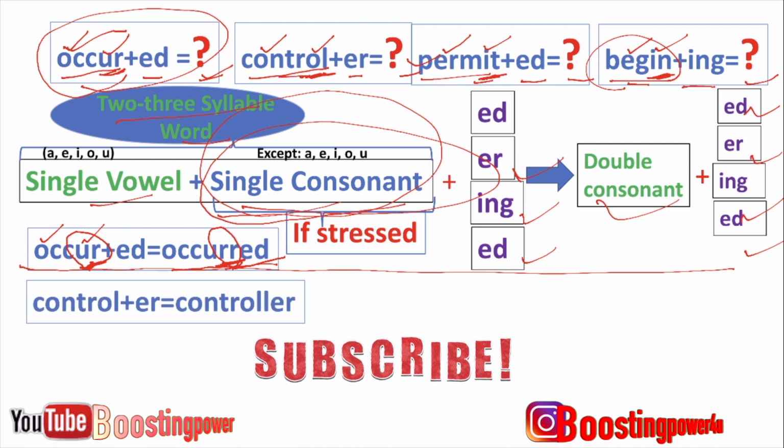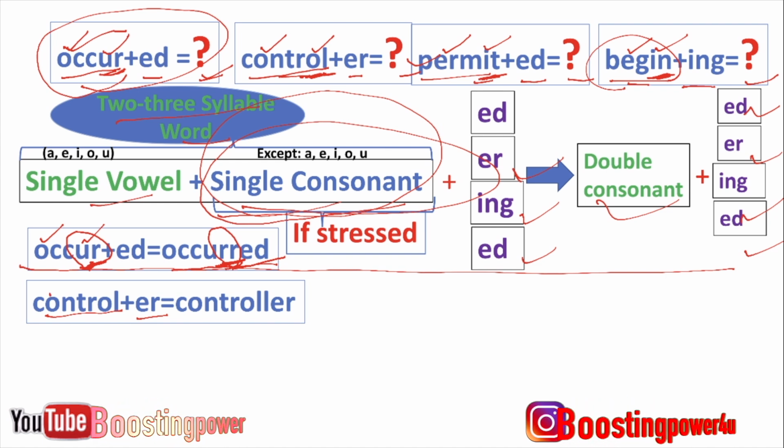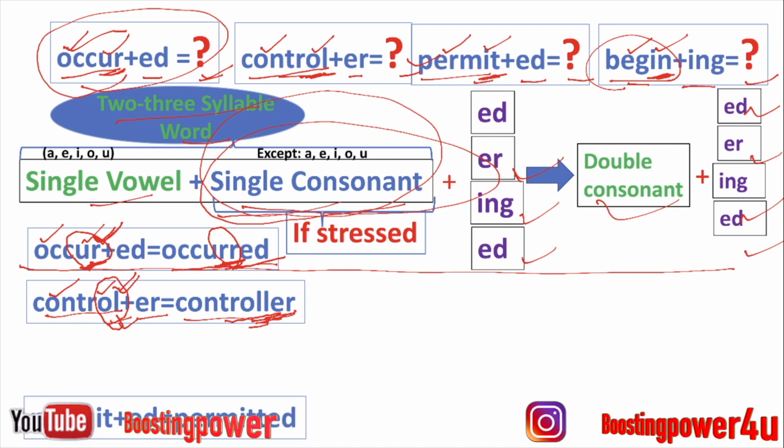Let's see the next word, control, and we add er to it. Here, see, there are two vowel sounds, one here and one here, and this word also ends with one vowel sound and one consonant. And this l also is stressed. Here also the last consonant is stressed. That's why it becomes a double l. In this case also the l is stressed, so that's why the double l is there. So it has become controller, C O N T R O L L E R.